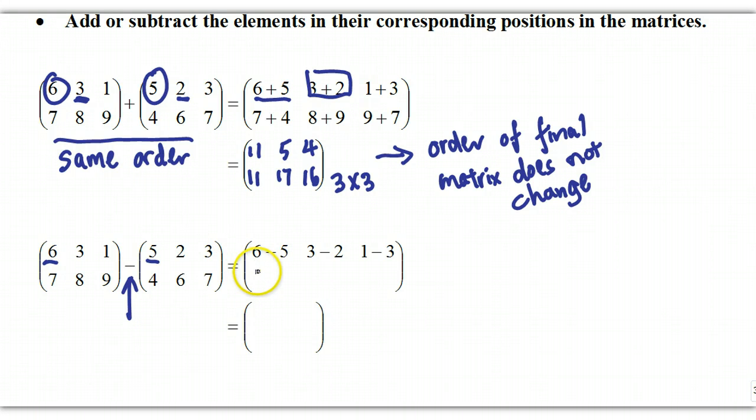So if you compare your answer, you should find that in the second row, you should have 7 minus 4, 8 minus 6, and 9 minus 7. And your final answer should work out to 1, 1, negative 2, 3, 2, and 2. So you realize that the elements inside the matrix can be made up of any kind of number. Positive number, negative number, even fractions.